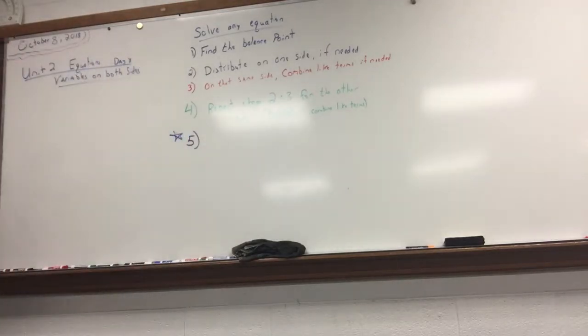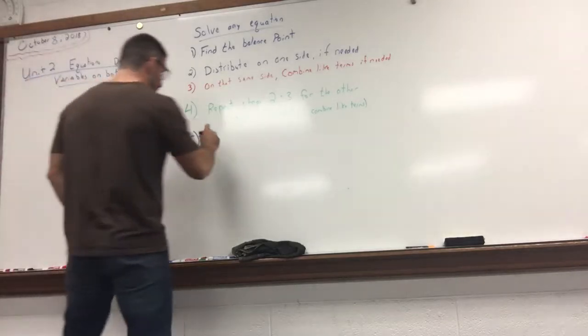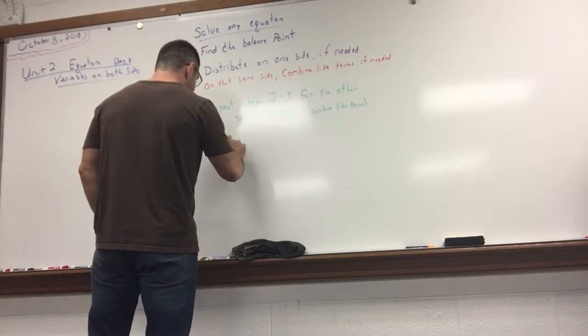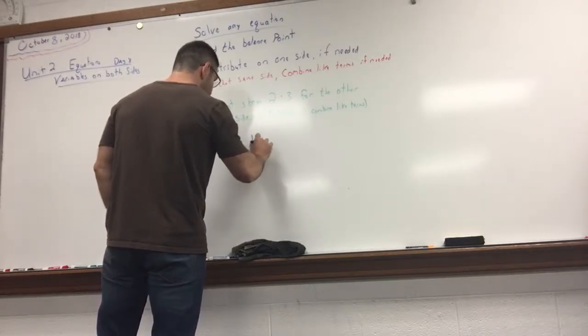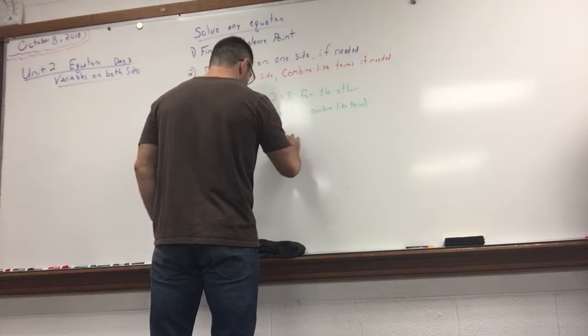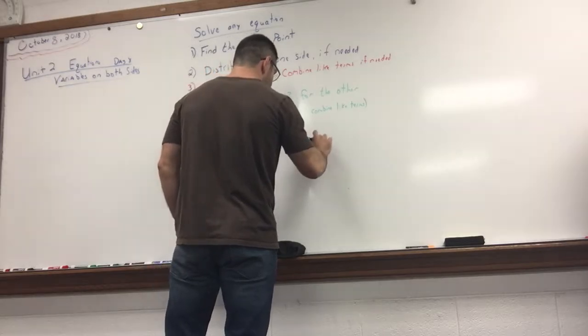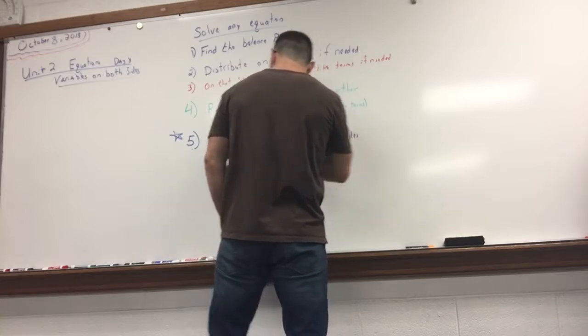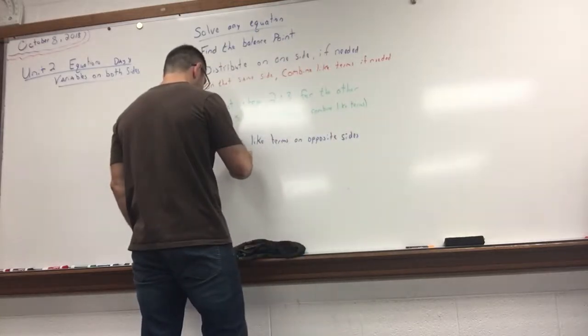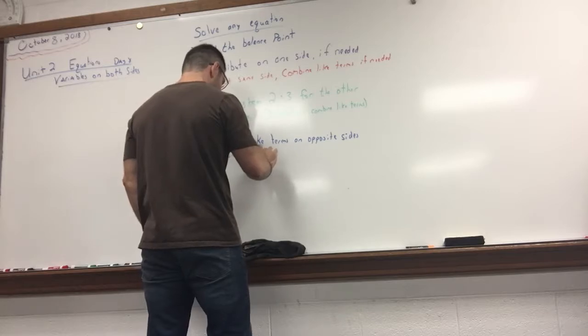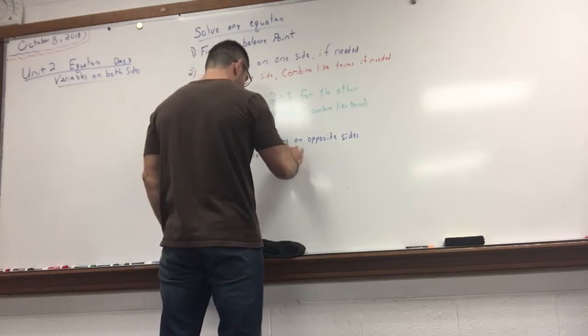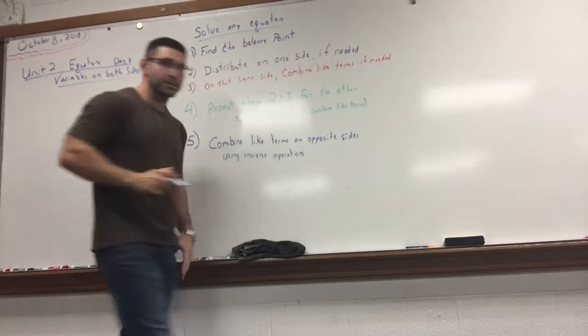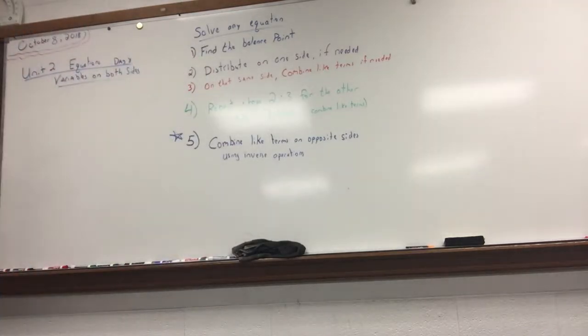Step 5. Here's where we get the important step. Combine like terms on opposite sides using inverse operations. We're going to add a couple caveats to step 5.